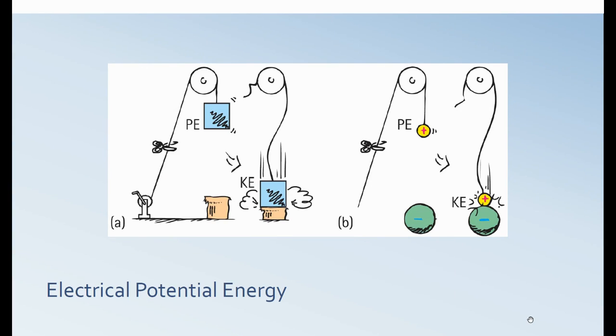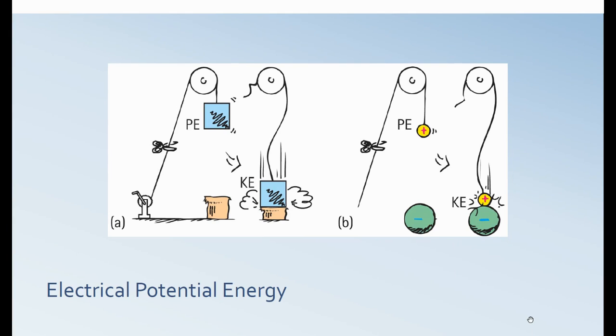We can compare this to when we talked about potential and kinetic energy dealing with objects. So for instance, over here on the left, we can see that we have an object held up by a rope, and it has potential energy due to its position and the force of gravity acting on it. And then if we cut the rope, that potential energy becomes kinetic energy. Same thing over here on the right. We have our two charged particles, and one is positive, one is negative, so they want to attract each other, but we're doing work to push the positively charged particle away.